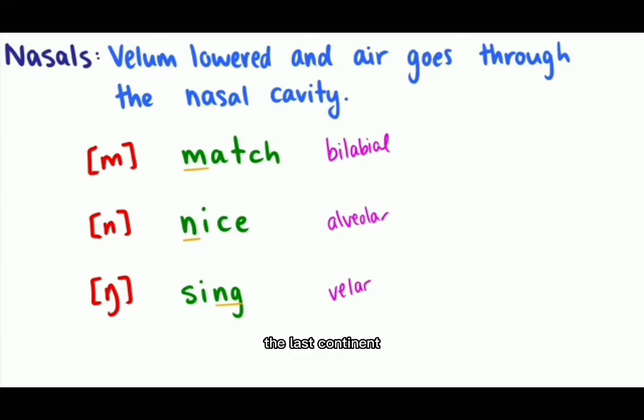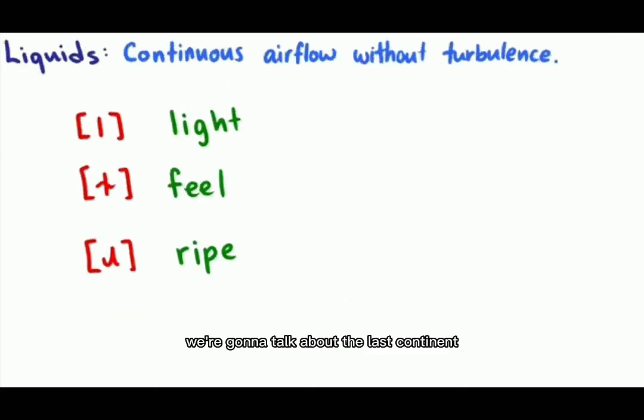The last consonant type we're going to talk about is liquids. And this has continued airflow, but there's no turbulence. So a word like light, compare that to light. There's way more airflow to decide the tongue's position to make light. And this of course is the L sound.